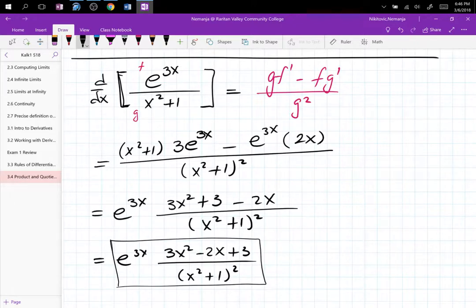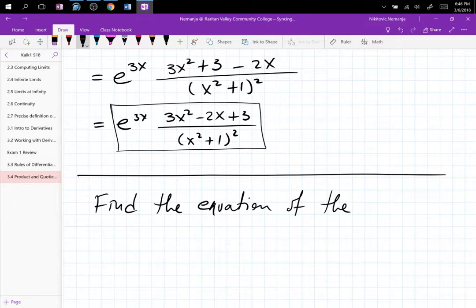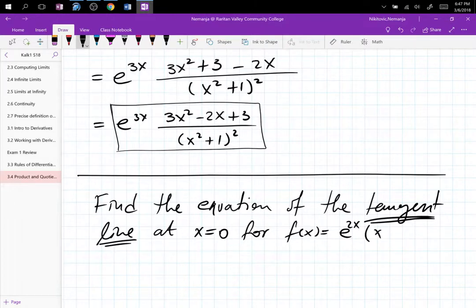One more problem, and we're done. Every section should have this problem. Find a tangent line. Find the equation of the tangent line at x equals 0, for f of x equals e to the 2x times x squared minus x minus 1.